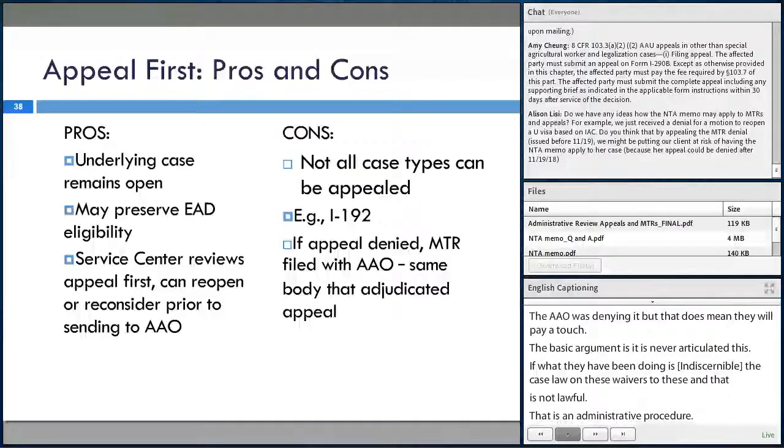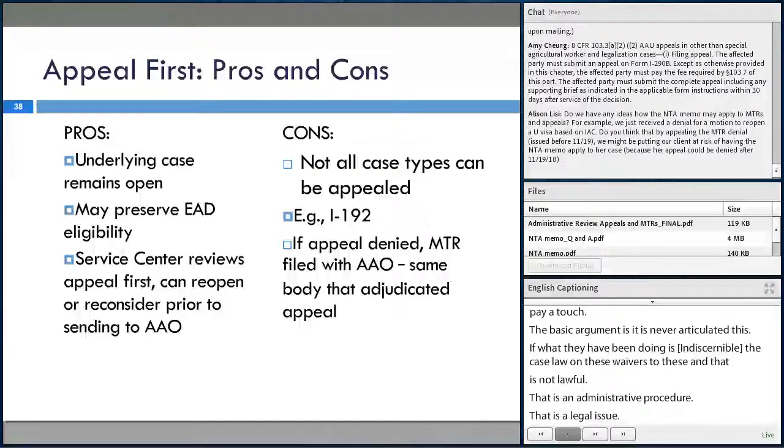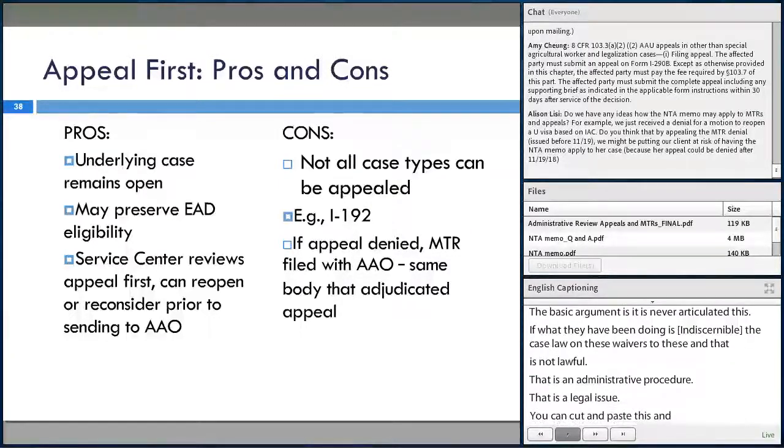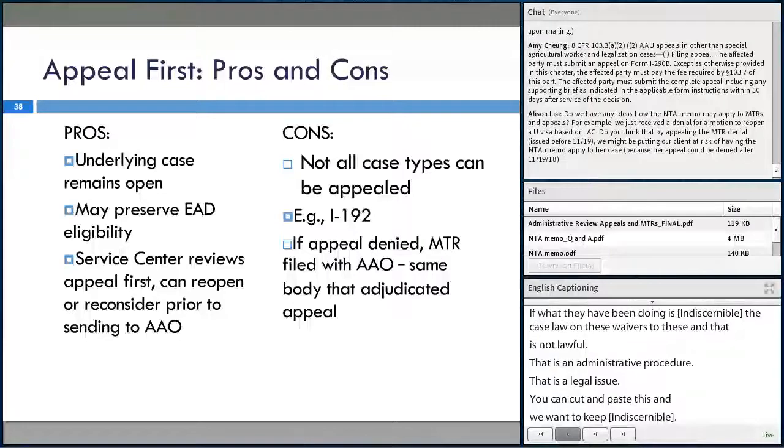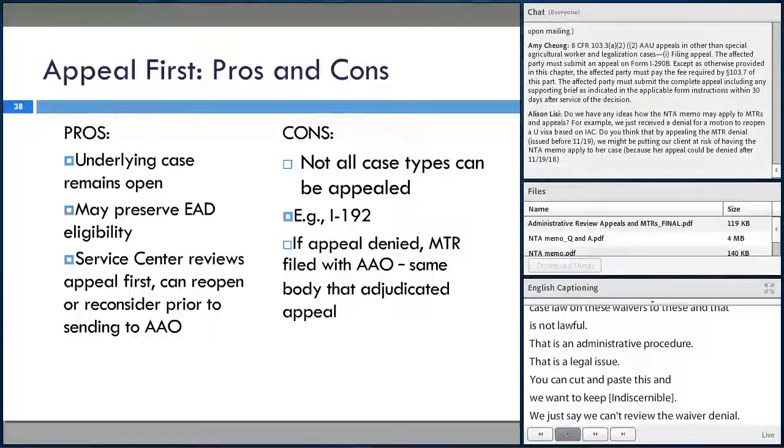You can cut and paste it and put it into that, and we want to keep hammering the AAO with that argument until they don't even mention it in the denials. They're just saying, oh, we can't review waiver denials, except when your argument is that, say, they said it was a crime of moral turpitude and it's not. Then they will look at that, whether they're applying the wrong grounds of inadmissibility. But we need to get them to do their job, which is to review all legal arguments.